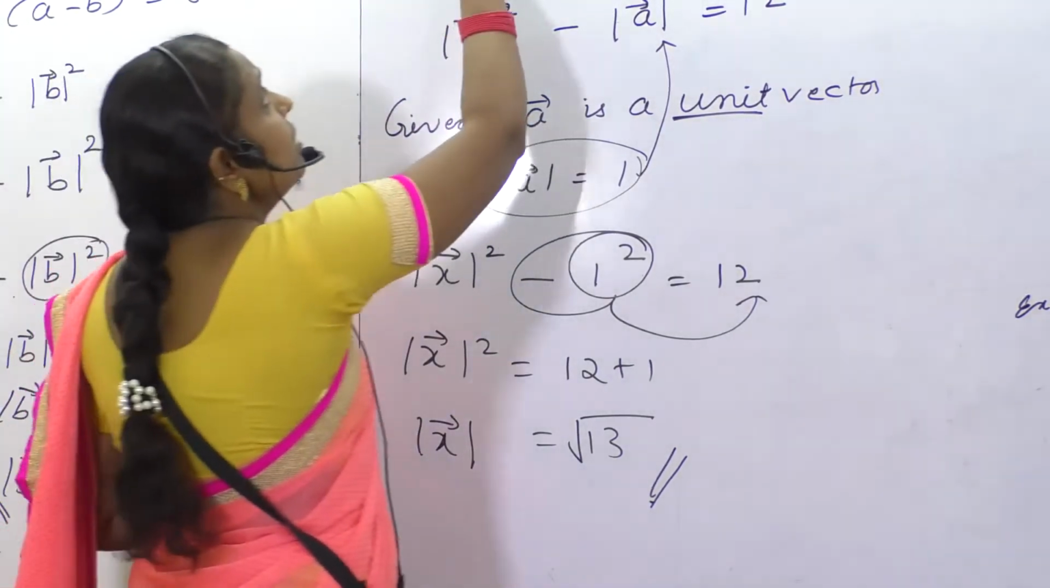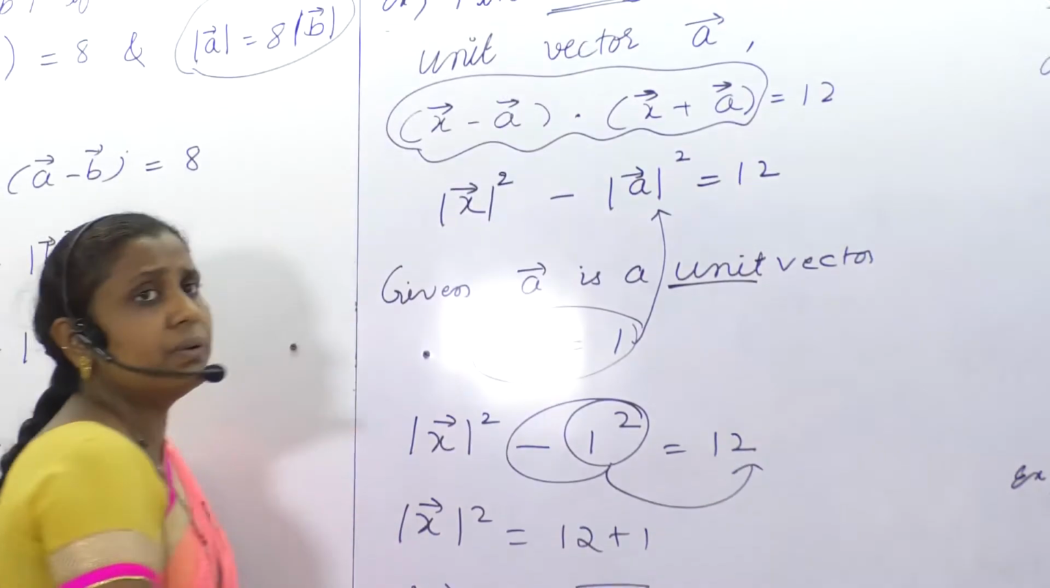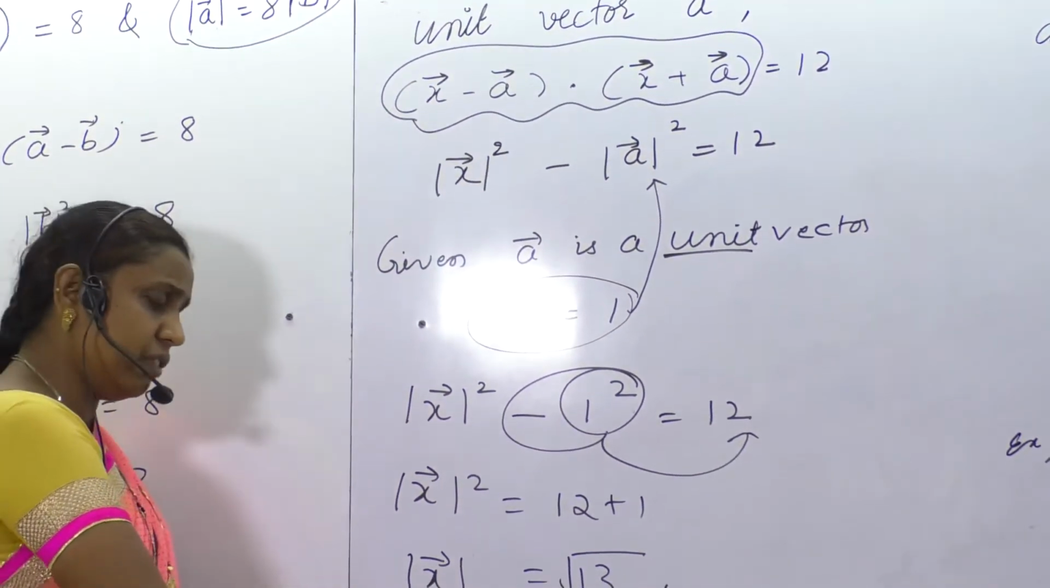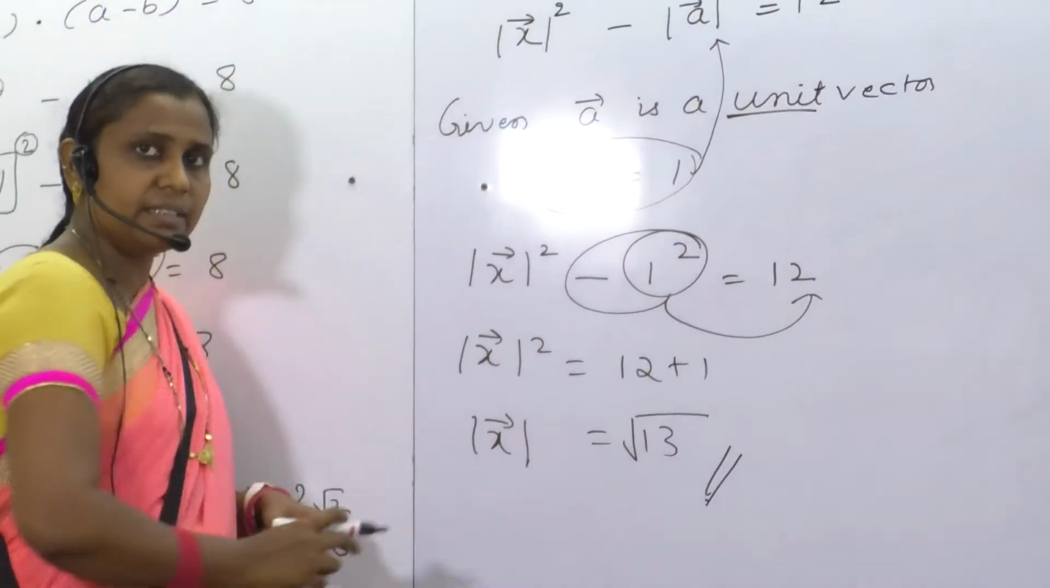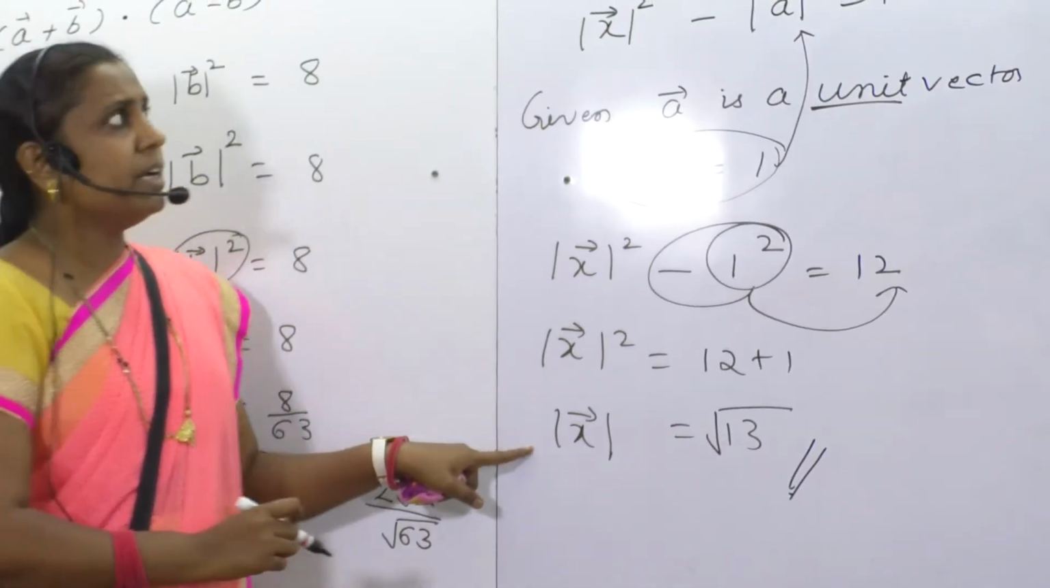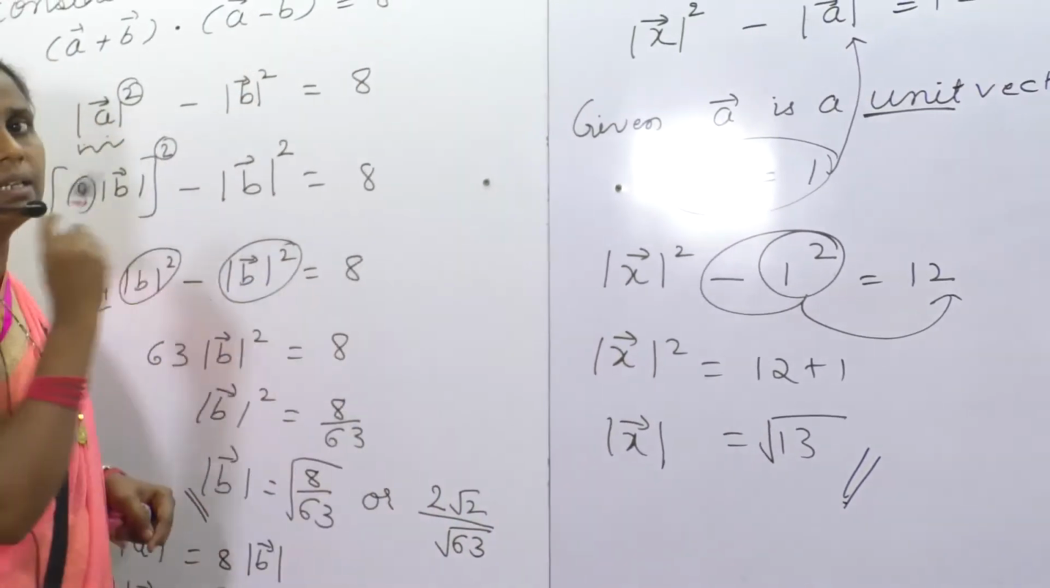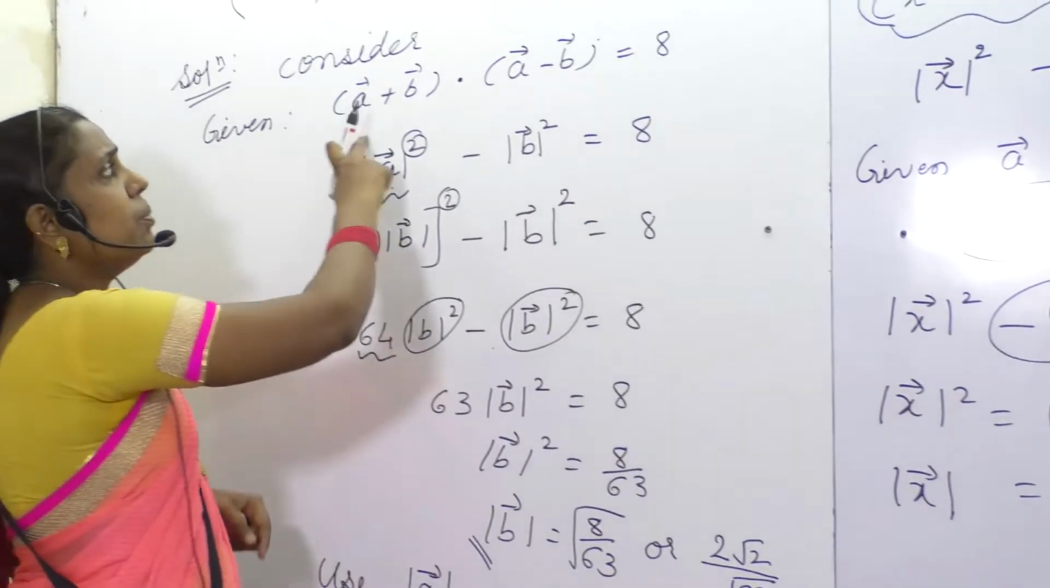Check, what is the question? Find magnitude x. This is the answer we are getting for magnitude x. Am I right? Got the point? So both the questions are similar. Check with this dot product.